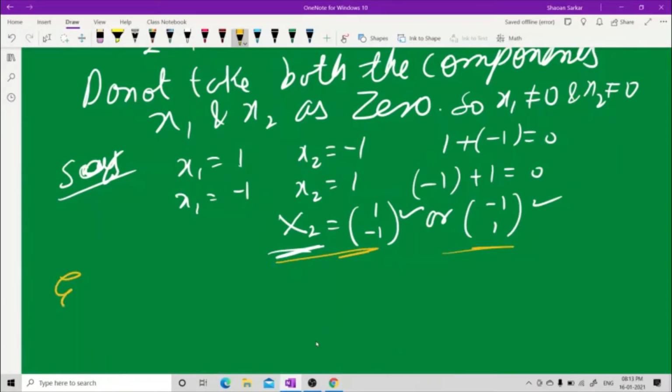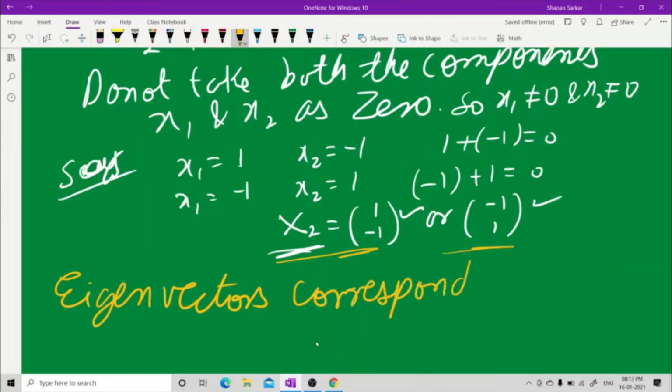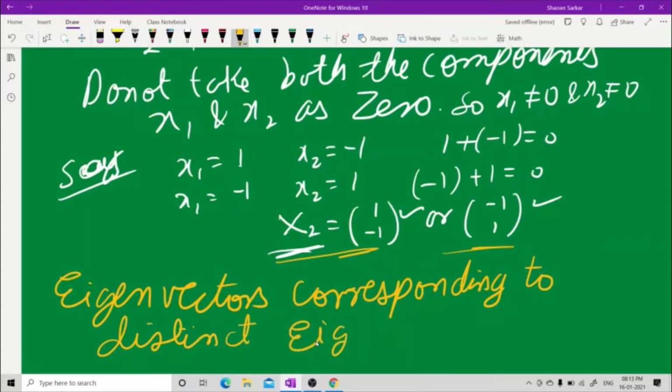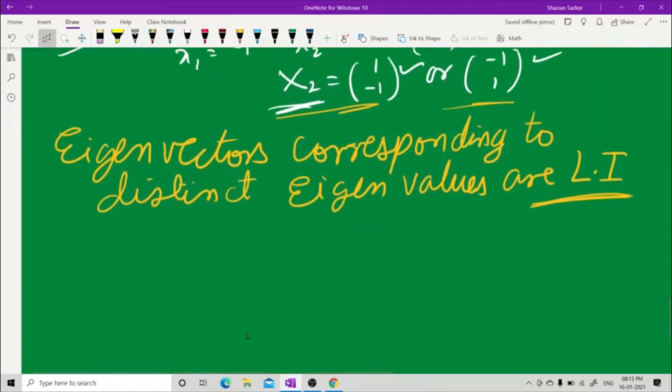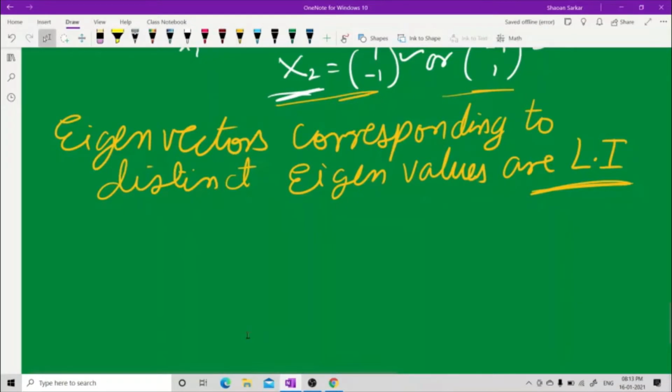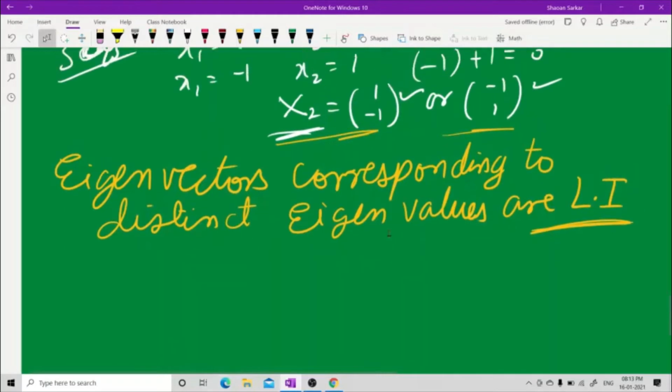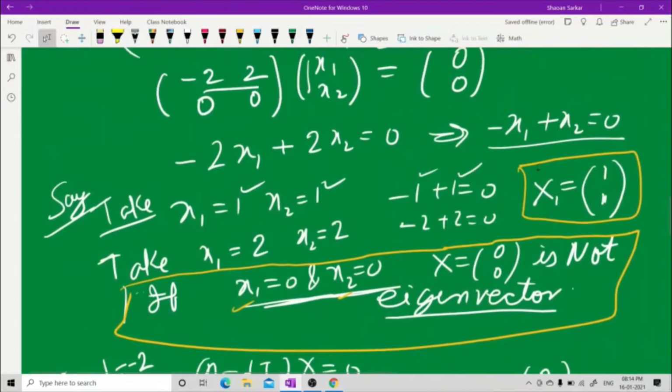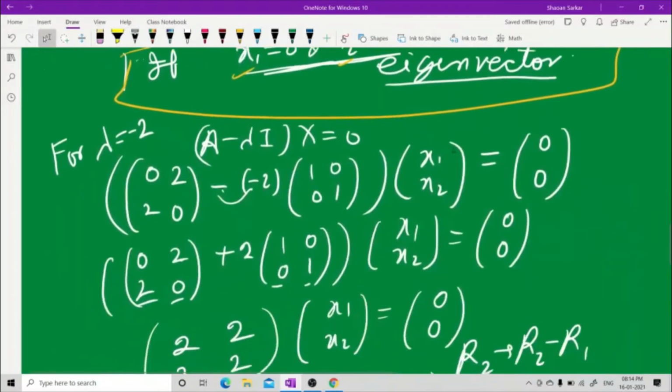So see, eigenvectors corresponding to distinct eigenvalues are linearly independent. This is a very, very important point to note. They are not unique. You can say they are linearly independent. For example, I could have taken this vector or this. So they are not unique, but they are linearly independent. This x2 and this x1 are linearly independent. This is a very, very important point to note.